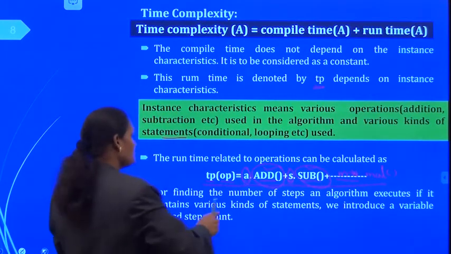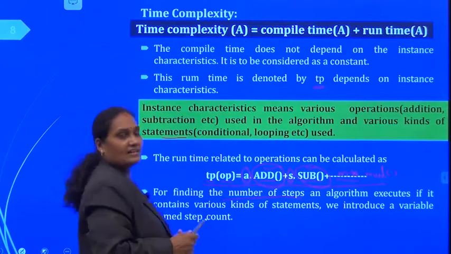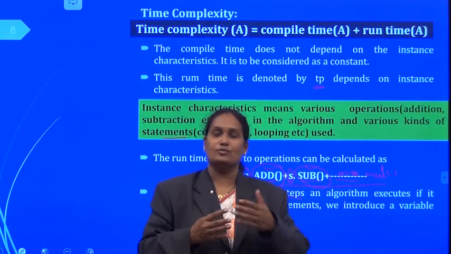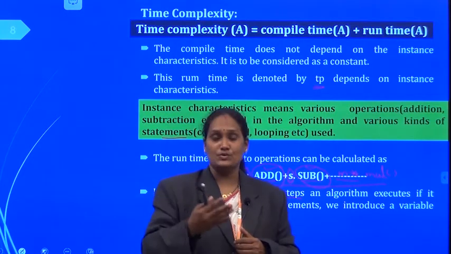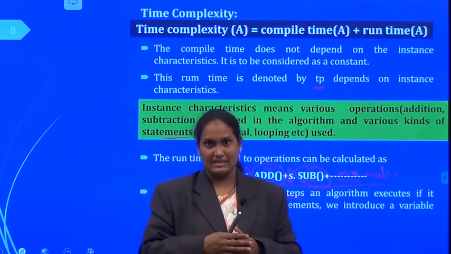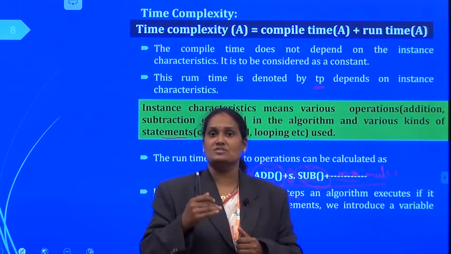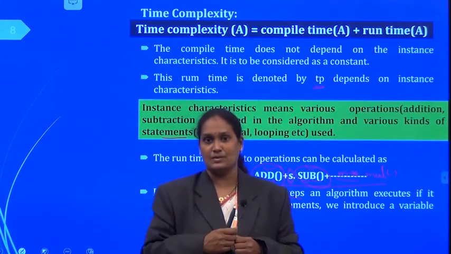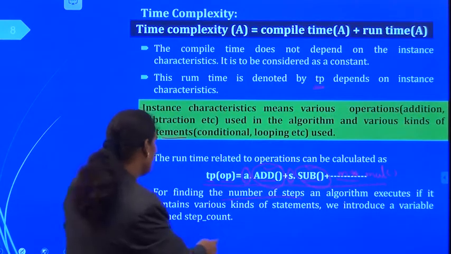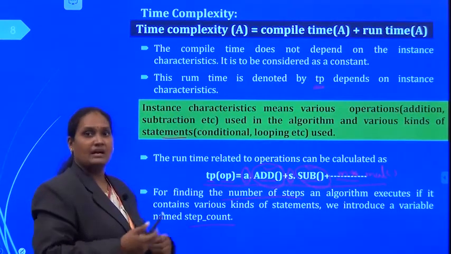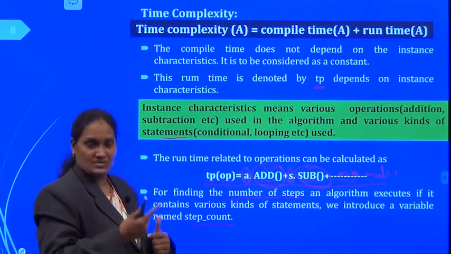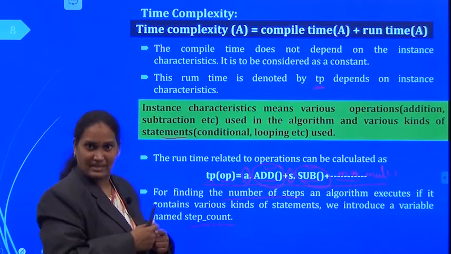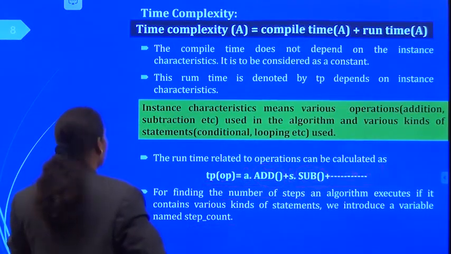The second one is the number of steps that an algorithm executes. Seemingly, the algorithm may contain 3 or 4 steps, but if you used looping statements or conditional statements, the number of steps that it executes may vary. For finding the number of steps that an algorithm executes, we are going to use a variable named step count. Now I am going to explain how to use this step count to find the number of steps that an algorithm executes. Let us see the example.